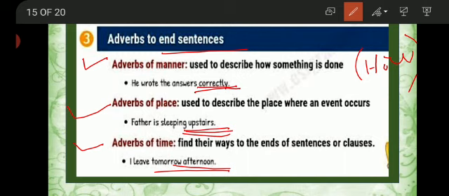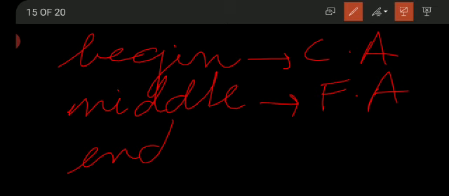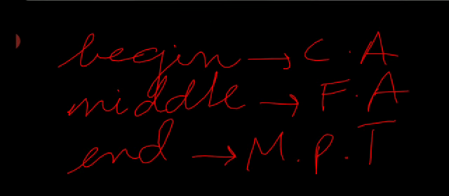So now we will recall again. There are three placements of adverbs. At the beginning, we use connecting adverbs. Then in the middle, focusing adverbs are used. And then at the end of the sentence, adverbs of manner, place, and time are used. Okay, students?